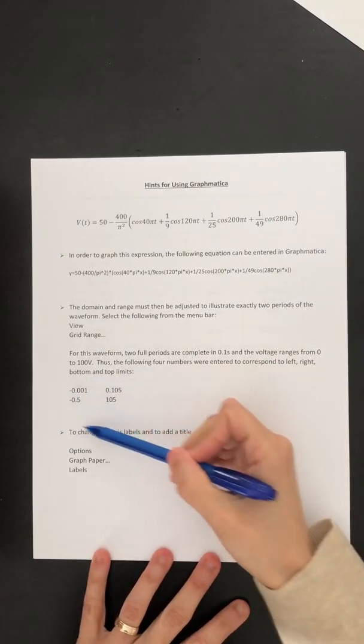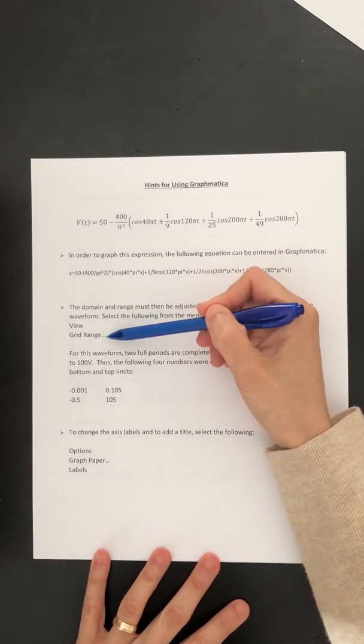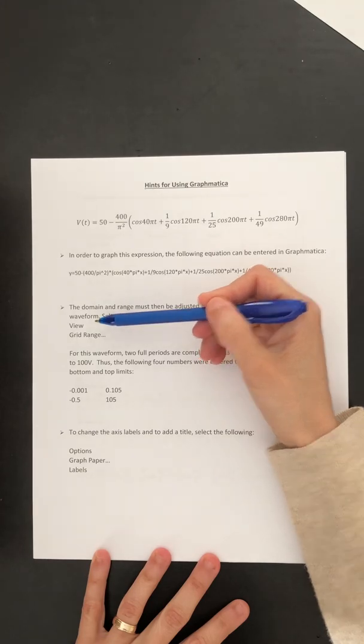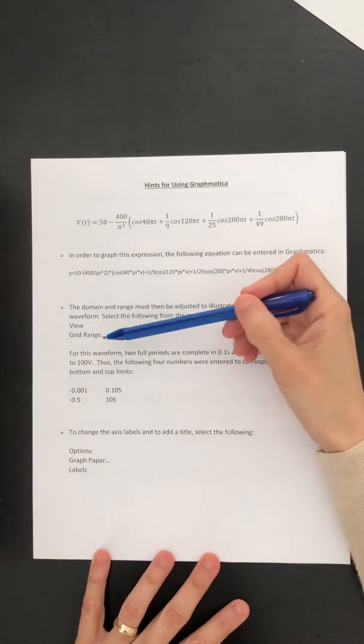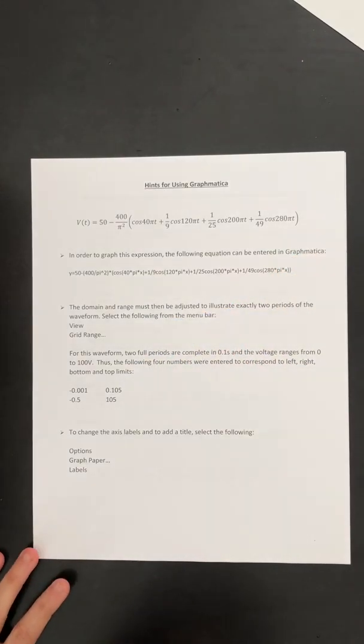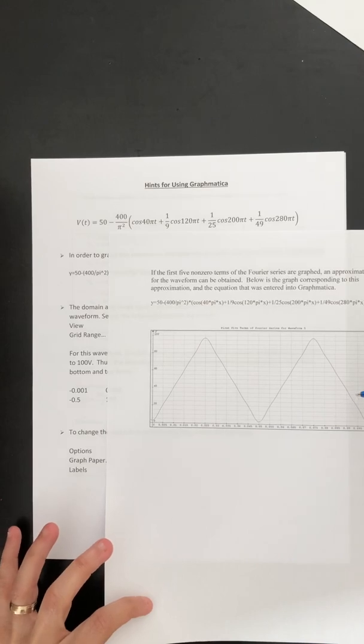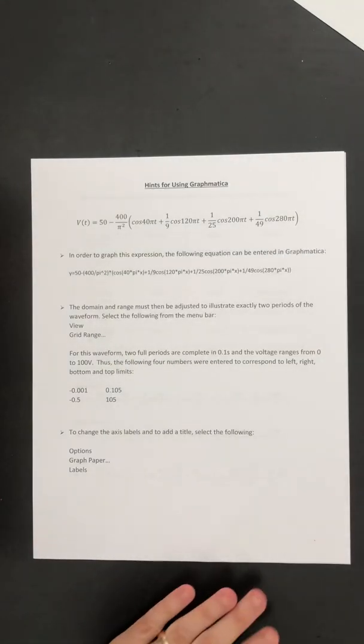So you can fiddle around with that a little bit, but the point is you definitely have to adjust your grid range, it's called. Okay, only after adjusting that grid range will you be able to see properly the graph.